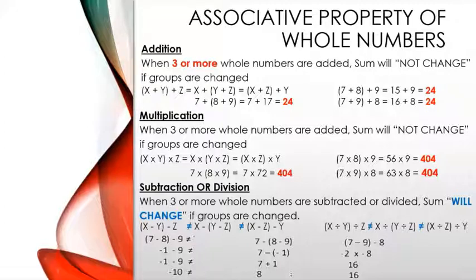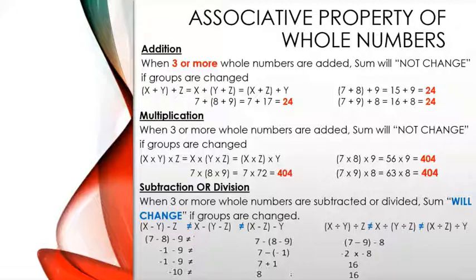So that means in addition and multiplication, the sum and the product will be the same. It will not change. The difference between commutative and associative property is that in commutative property this works for only two numbers, whereas for associative property it works for three or more whole numbers.